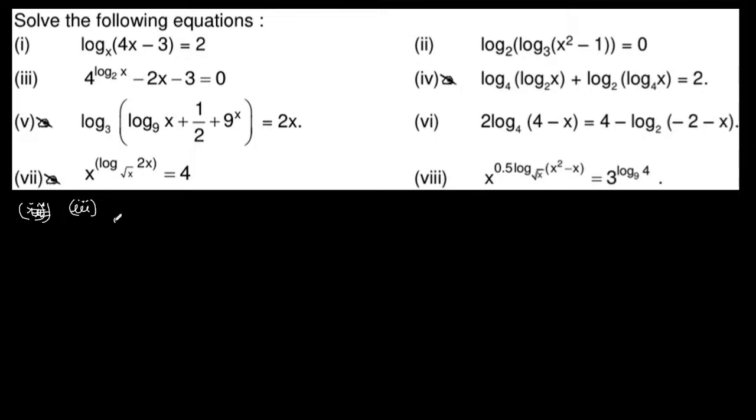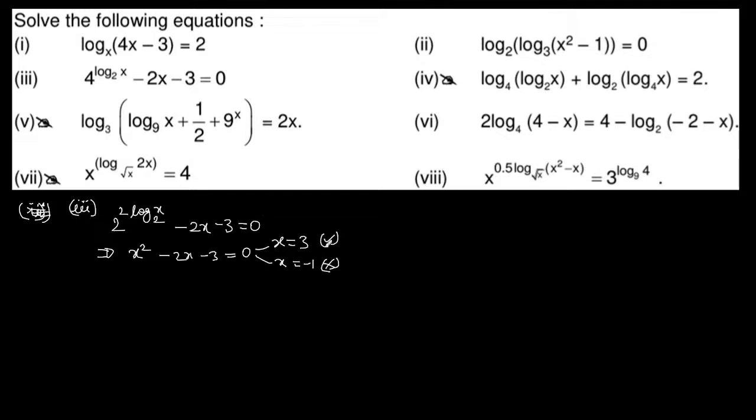This is nothing but 2 square, log x base 2 minus 2x minus 3 equal to 0. 2 to the power of log x base 2 is x, so we will get x square minus 2x minus 3. And we have recently solved this problem. We got x equal to 3, x equal to minus 1. So in the argument condition, x cannot be negative. So this is rejected, this is taken.